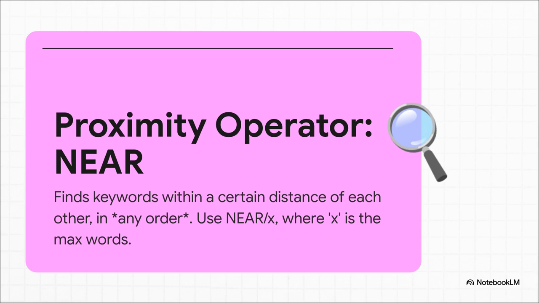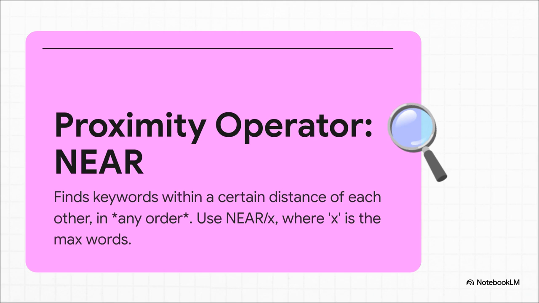Okay, meet the near operator. This thing is fantastic for those times when you know two ideas are related, but you have no clue how an inventor might have phrased it. For example, safety near/10 belt tells Google to find any patent where the words safety and belt show up within 10 words of each other. It doesn't even matter which one comes first.